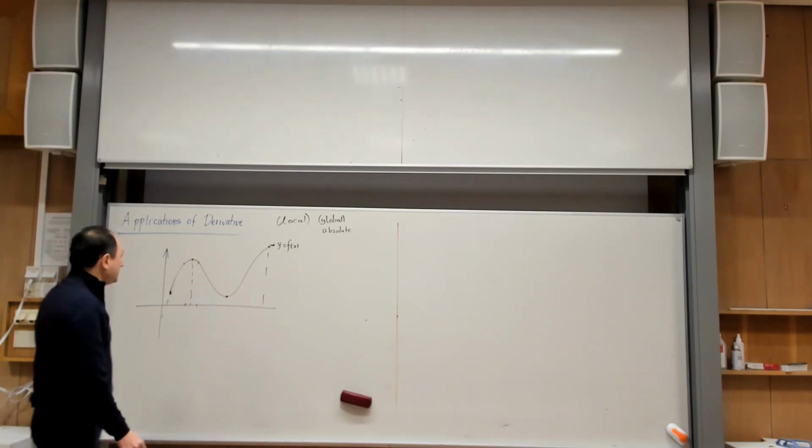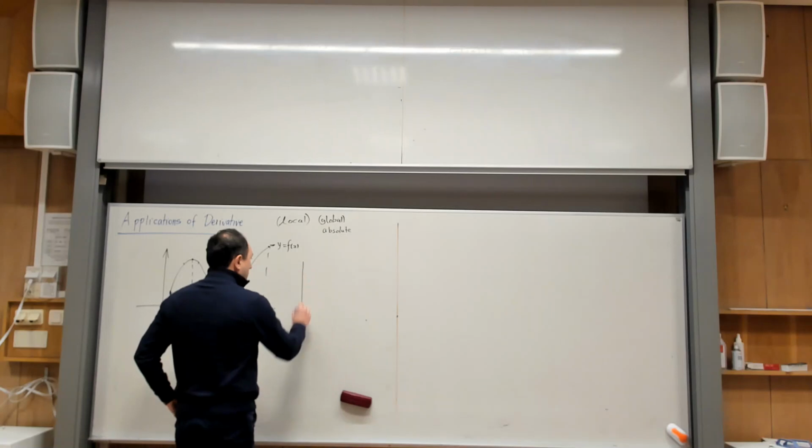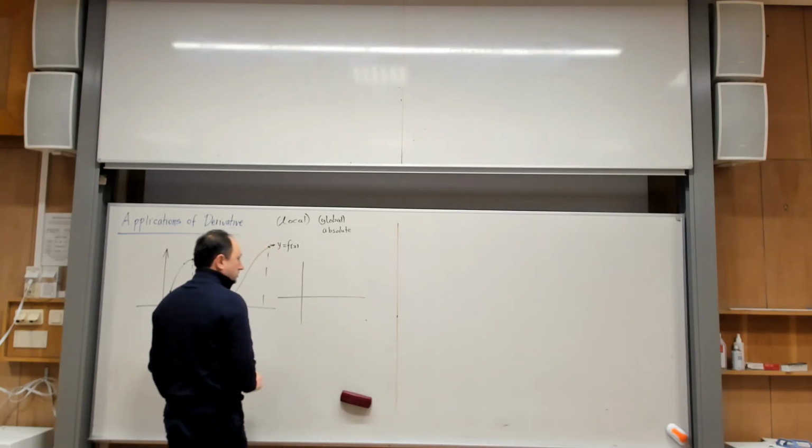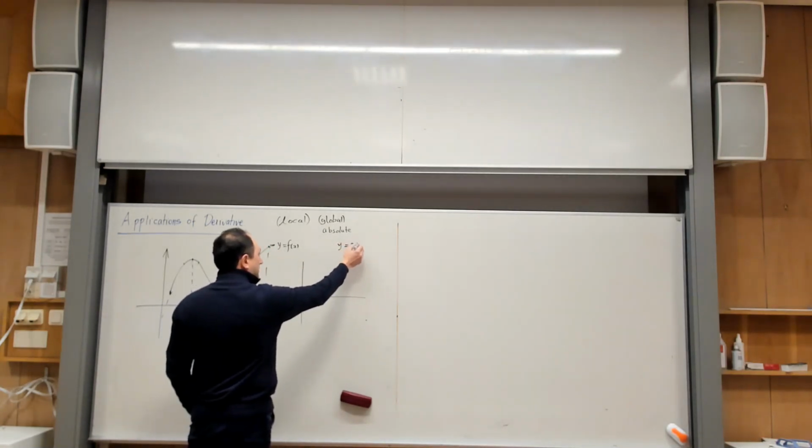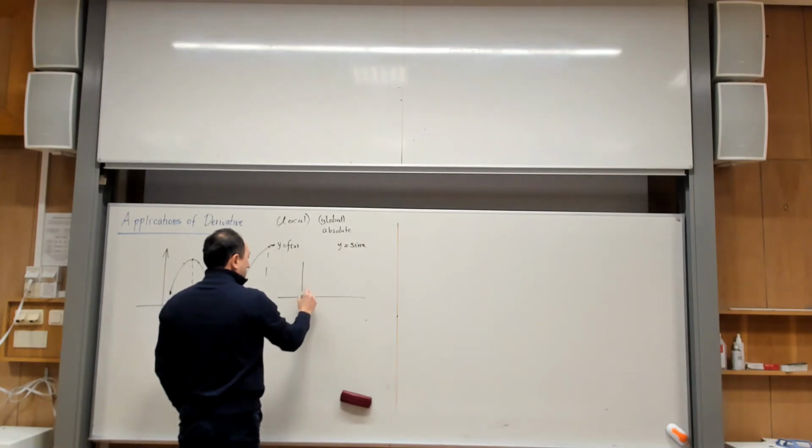And then I can have a lot of max and min points. So for example, if you ask GeoGebra to draw the graph of the sine function, you will probably get something like this, oscillating.